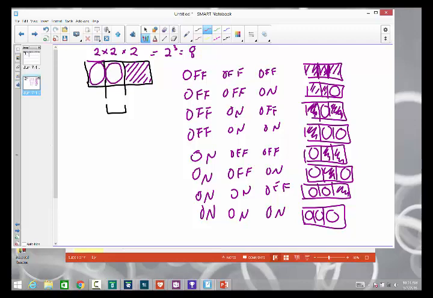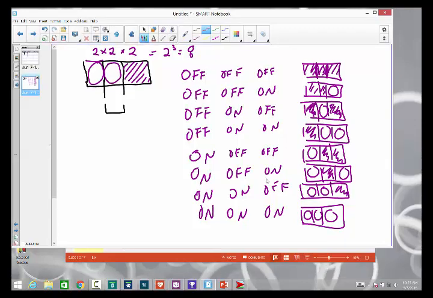Well, for each of these, we now have 8 different possible things that we could see when we observe ourselves and our neighbors. And for each of those things, we can create or make up a rule that determines what we're going to do next. So let's create some rules for each of these states.